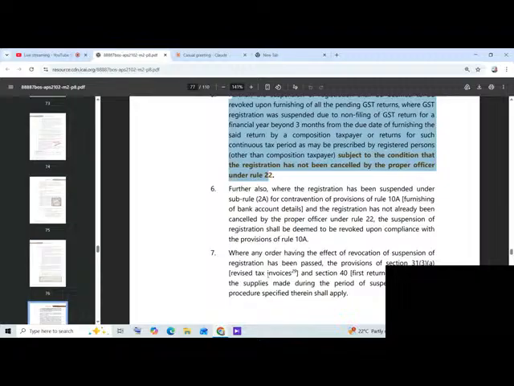Where any other order having the effect of revocation of suspension of registration has been passed, the provisions in respect of the supplies maintained.